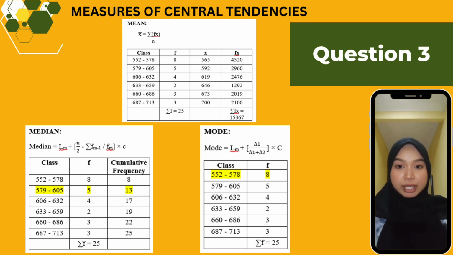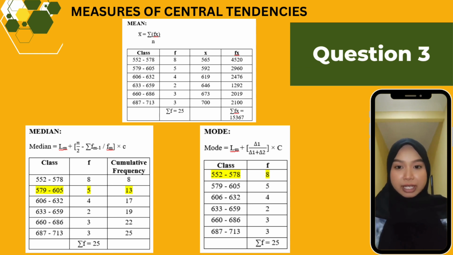Now I want to present question 3. A measure of central tendency is a number that reflects the center of a distribution. Mean, median and mode are the three most common measures of central tendency for ungrouped and grouped data. For the mean, the sample is approximated by x̄ = Σfx divided by n.